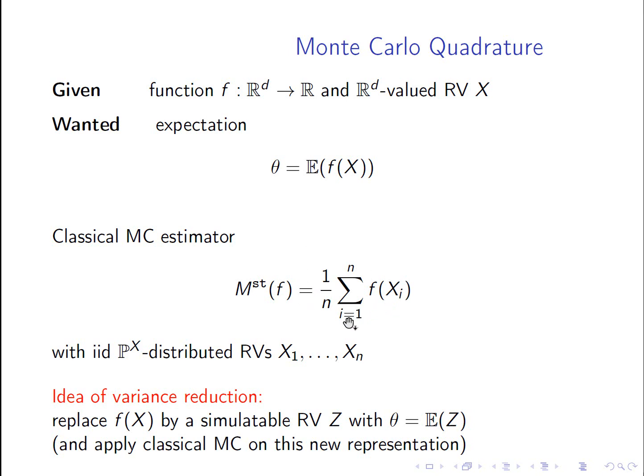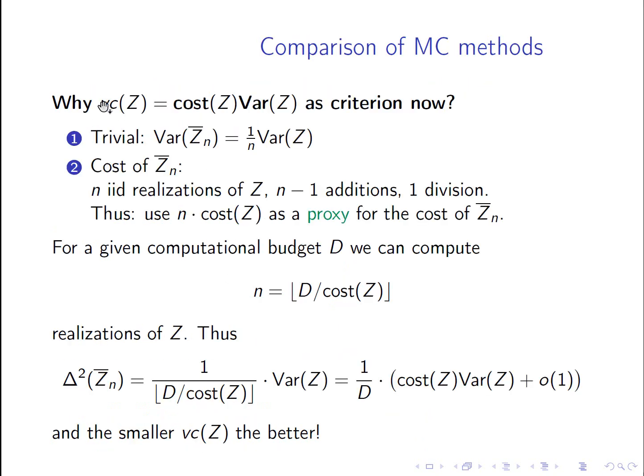And the basic idea of variance reduction is, okay, we do not use f(X), but we replace f(X) by a simulated variable Z, which has the same unknown mean which we want to know. And then apply classical MC on this new representation. Okay, so we always speak about variance reduction, but it should actually be variance cost reduction.